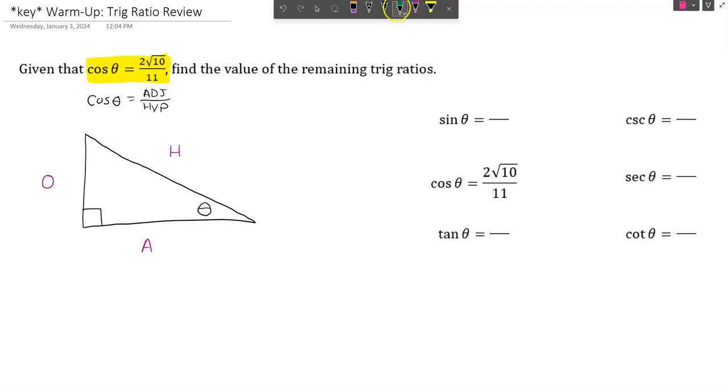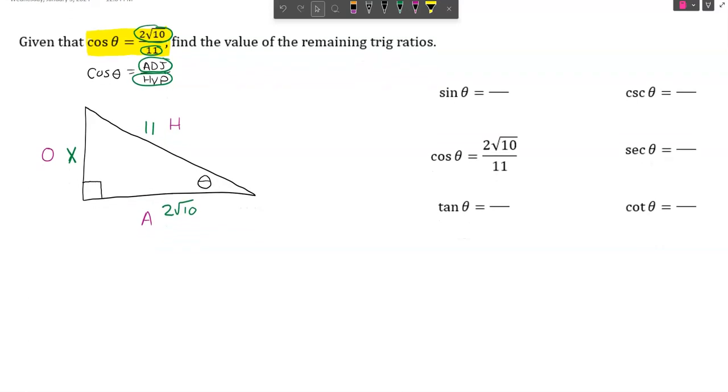And the reason why that's so important to label that is because, well, the 2 root 10 is going to be my adjacent side. So we'll go ahead and write 2 root 10. And then the 11 is going to be considered my hypotenuse, so we'll put the 11 there. Therefore, this opposite side over here, which I'll call x, is the missing side we need to find. So step number one here is we need to use the Pythagorean theorem to figure out this missing side. And so my Pythagorean theorem will tell me I'll take the 2 root 10. Make sure you put that in parentheses. That's extremely, extremely important. Plus x squared equals 11 squared.